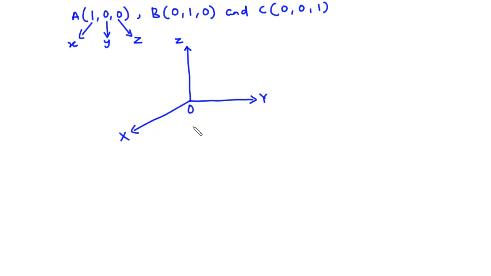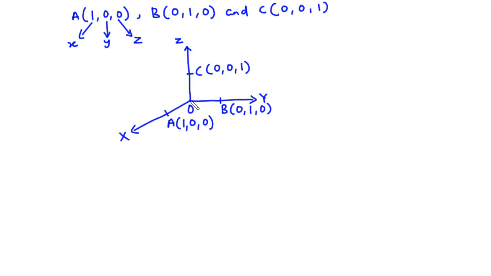Now point A is going to lie on the x-axis simply because it has a non-zero x value. So on the x-axis we mark 1, on the y-axis we have 0, and also on the z-axis we have 0. Therefore this is point A, 1, 0, 0. We also have point B lying on the y-axis, and that is 0, 1, 0. And we also have point C lying on the z-axis, so that is 0, 0, 1.